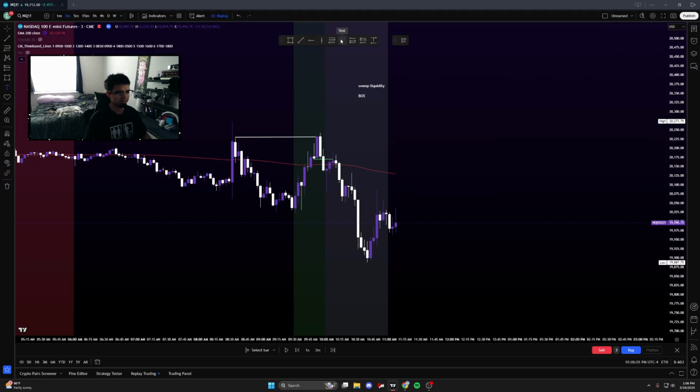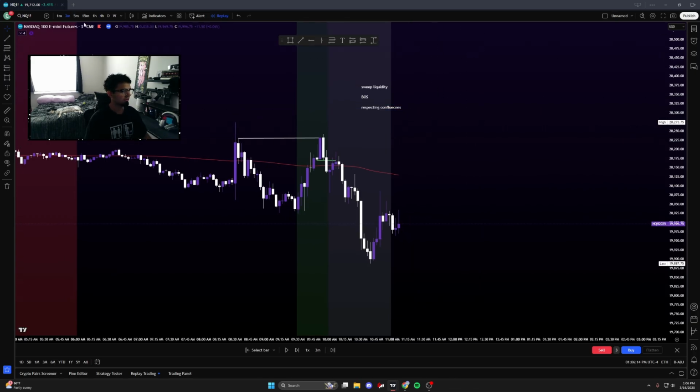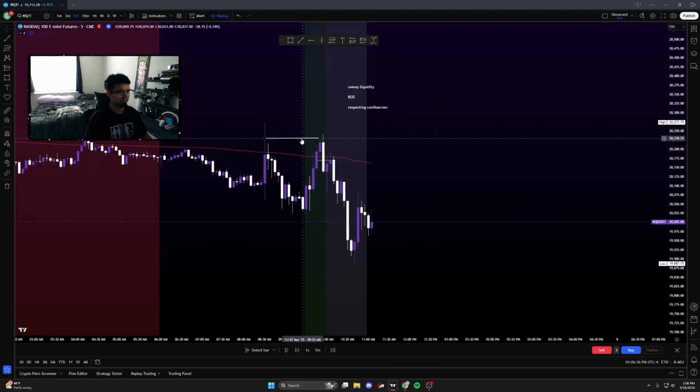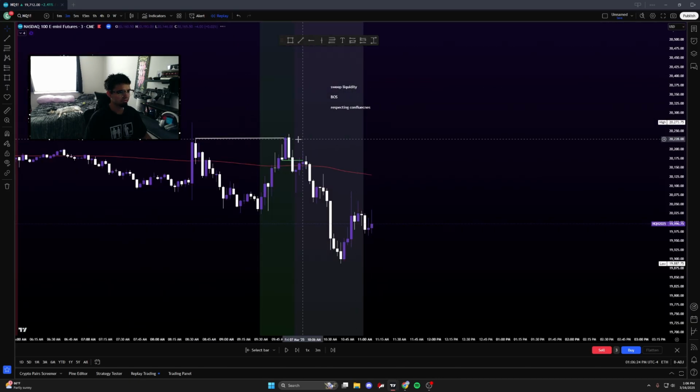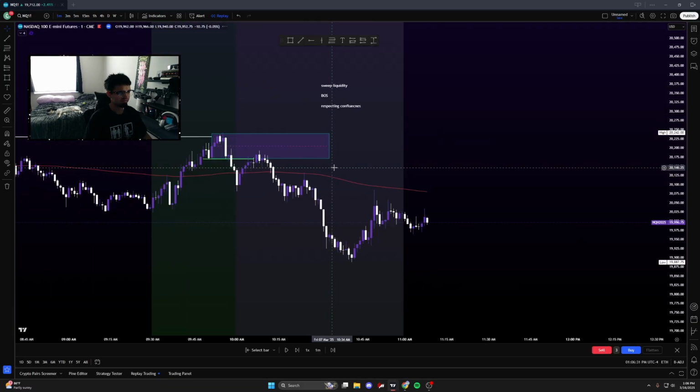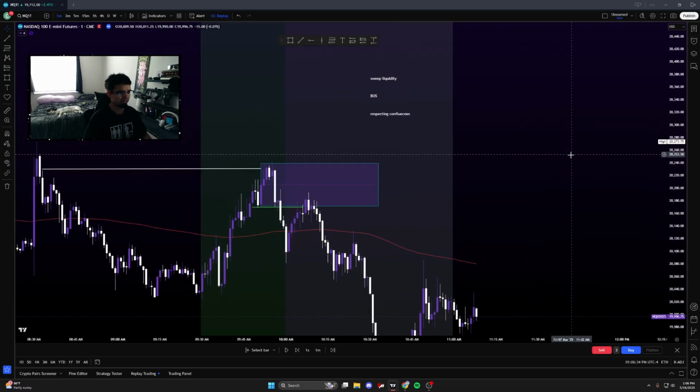Okay, and now what are we looking for? Respecting confluences. Let's see what confluences we have here. We have relative equal highs right here. We have a 3-minute order block right here. Okay, what else do we have? Down on the 1 minute, we have a 1 minute fair value gap right here within that order block.